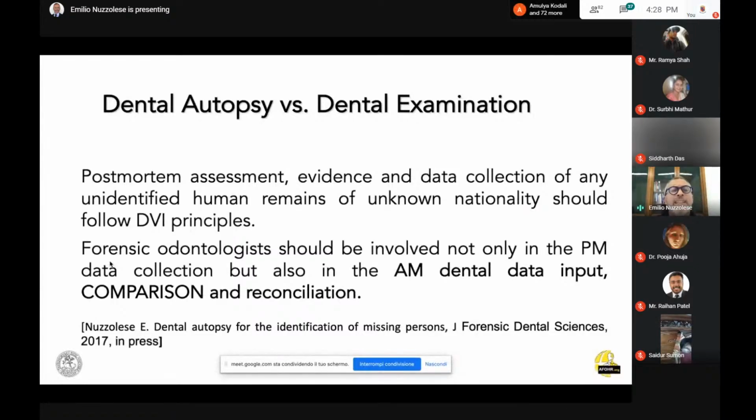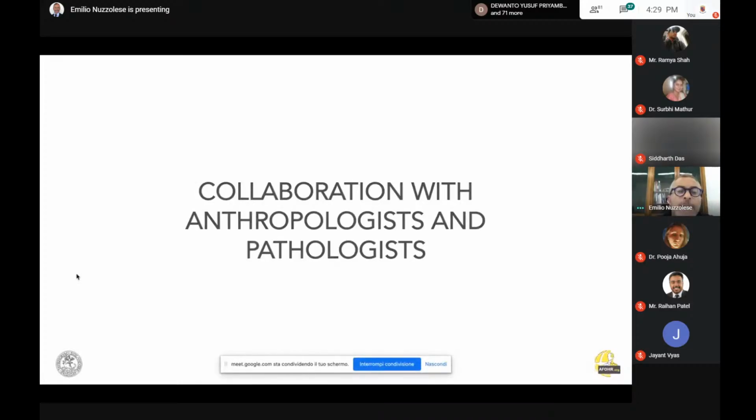When we perform an identification autopsy, the goal is totally different. The goal is to achieve an identity, a name for the human remains. And for this reason, all identifying features should be collected, specifically the dental ones, because the dental information allows us to achieve a generic profile which narrows the search for possible candidates.